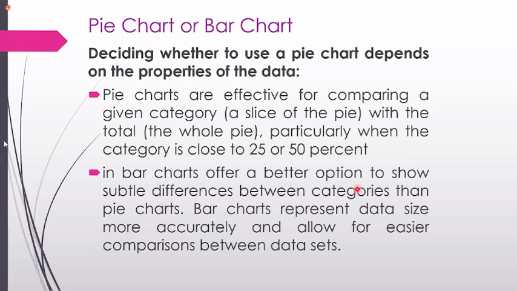But the bar charts offer a better option to show subtle differences between the categories. Major differences, from the very smallest to the very largest, then the bar chart is more preferred, right? And also the number of categories. When we are taking the pie chart, with 6 or 7 non-overlapping classes, then the pie chart is better.